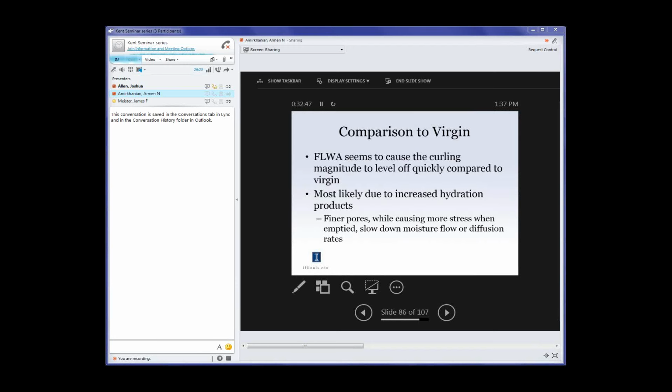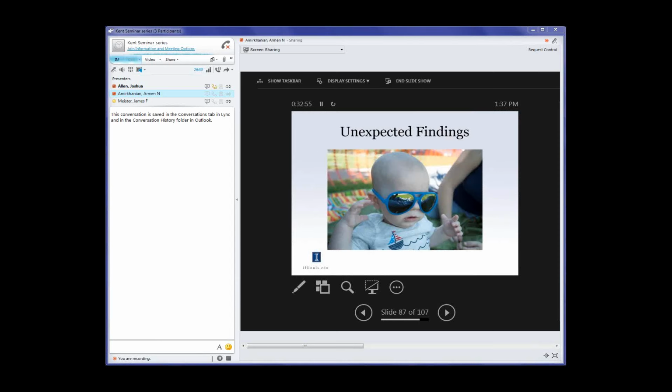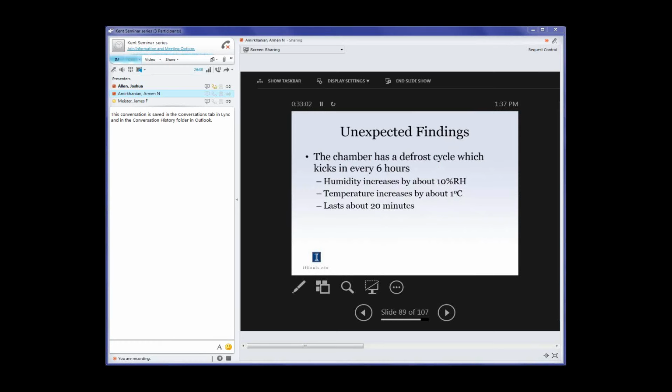At the very beginning, when I showed the averages of the curves that we were taking and the little spikes in the data, well, those were unexpected. We were recording data, and we noticed that the chamber has its own defrost cycle. So every 6 hours, it kicks off the airflow to defrost the condenser coils. During this time, the humidity increases by about 10%. The temperature increases by about 1 degree. And it only lasts about 20 minutes before the system kicks on again. And just that slight change from the steady state system caused those spikes in the data.